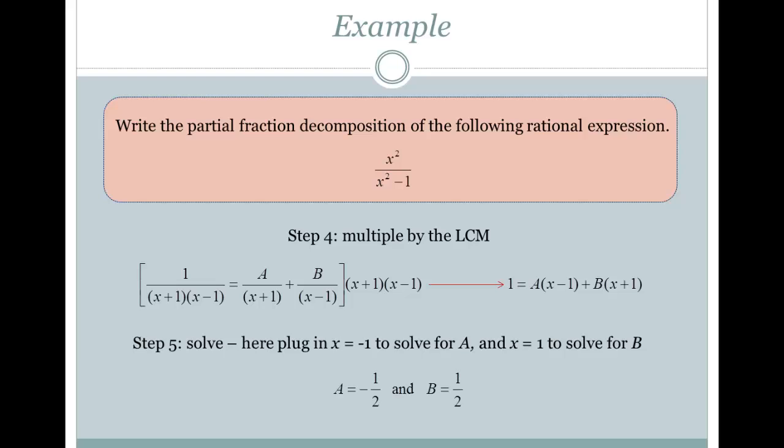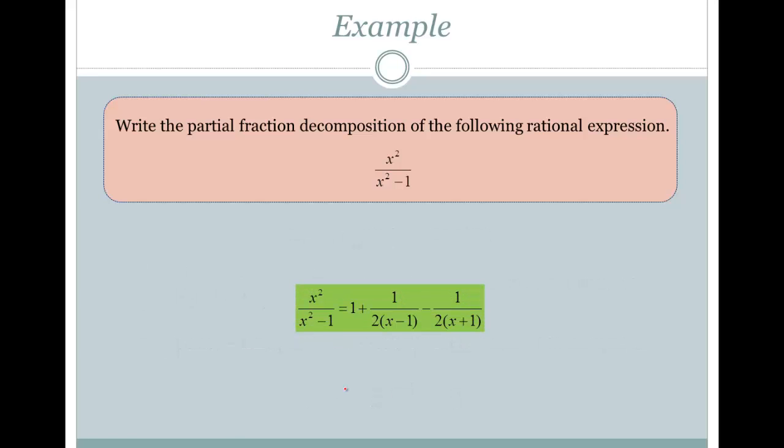Like that. And the final step is to rewrite the total decomposition. The 1 was from when I did the long division. 1 over 2 times x minus 1, minus 1 over 2 times x plus 1. Okay? And you guys should be able to show that these two things are the same. All right? And actually, let me do that for you quickly.